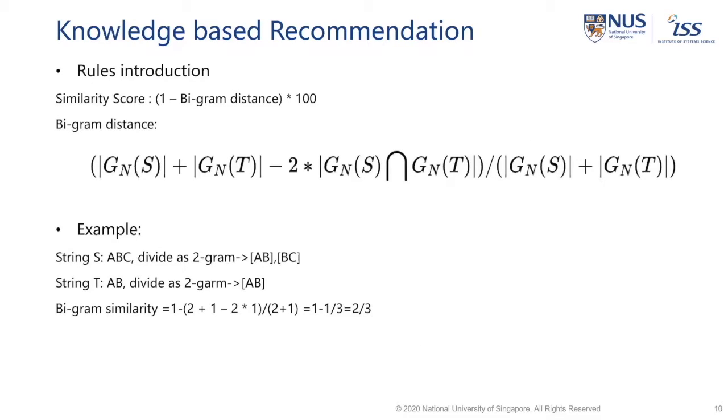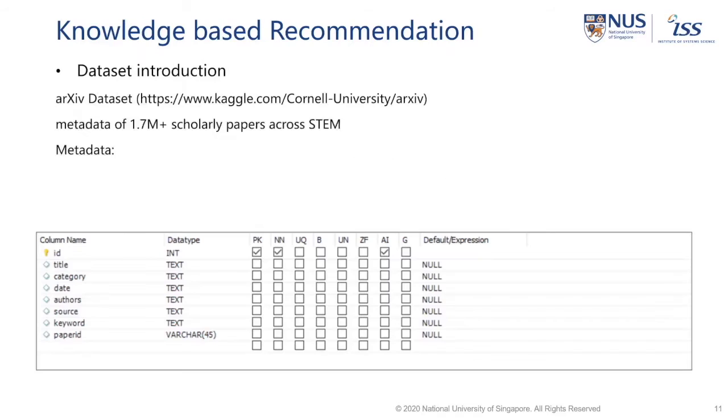Our similarity is calculated based on 2-gram distance. We use 1 minus bigram distance, multiplied by 100, as the similarity score. The reason we multiply by 100 is that OptaPlanner can only accept integer type scores, and below is the equation of bigram distance and an example of how to calculate it.